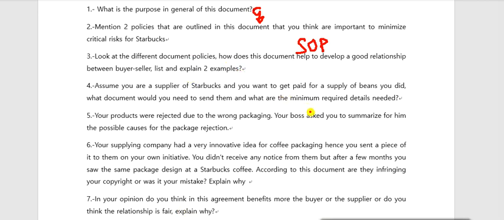Question number 4, your supplier, you want to get paid for the beans. So this one, you had to look in section 2.5.3. It states that in the invoice you should put the name of the company, the address, and all the required details, otherwise you wouldn't get paid. Okay, questions actually 3 all the way to 6.